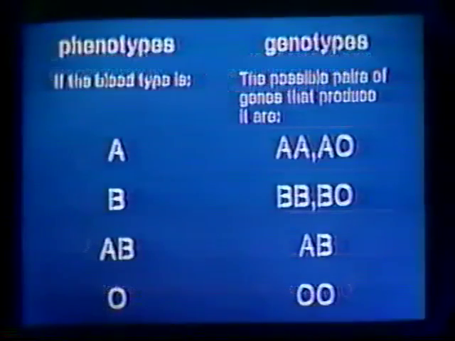Here are the answers to the preceding exercise. Type A can be produced by a homozygous pair of A genes or a heterozygous pair made up of a dominant A and a recessive O. Type B can be produced by a homozygous pair of B genes or a heterozygous pair made up of a dominant B and a recessive O. AB is produced only by the heterozygous combination of codominant A and B. O is produced only by a homozygous pair of recessive O genes.